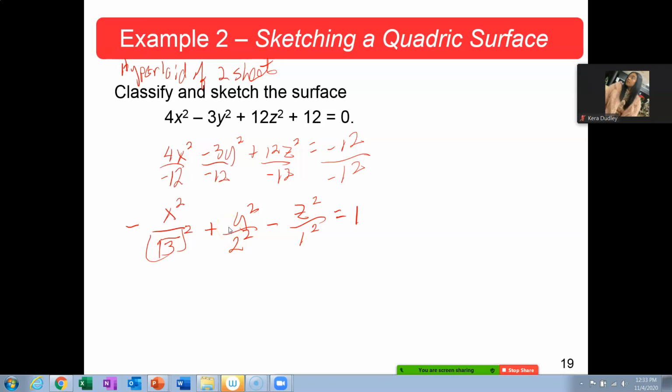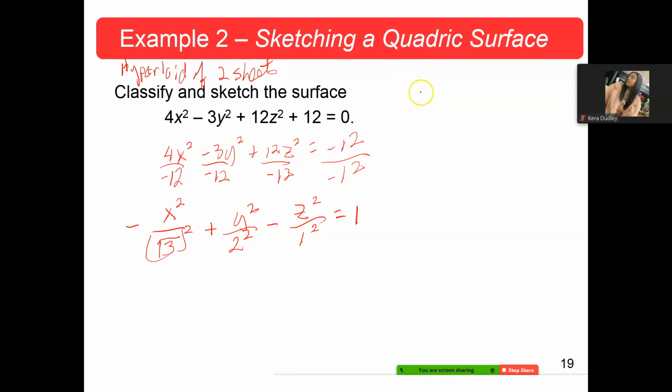So what I'm going to do, my sketching is terrible, I'll admit that. Okay, so let's get y. Okay, here we go. That'll be my z-axis, that'll be my y-axis, and this will be my x-axis.